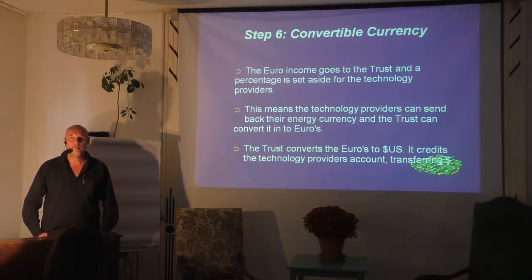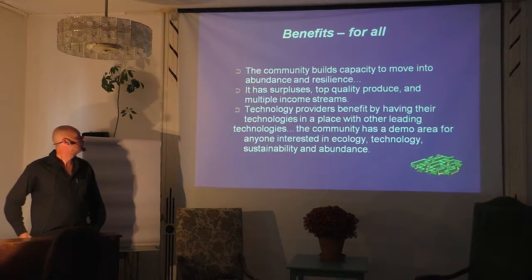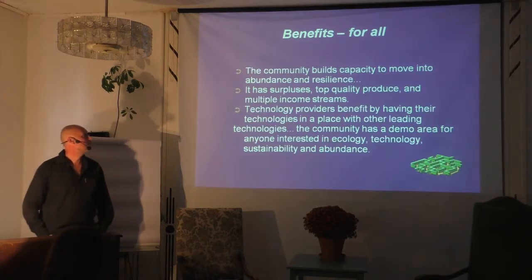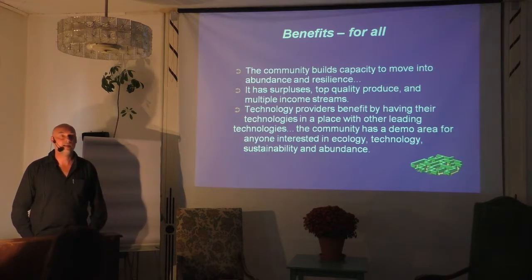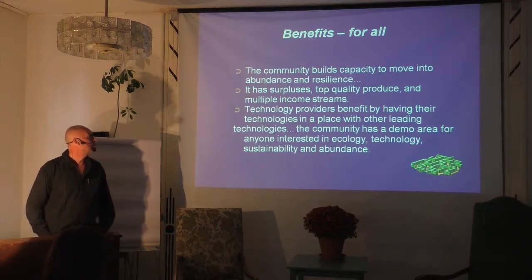So that's how we do our mechanism of exchange from our complementary currency to cover the position of the technology providers. And in the meantime, we and they are sitting on an inflation-proof currency. So the community has benefits, and there are benefits for everybody. The community builds its capacity to move into abundance and resilience off the back of this integrated holistic plan. It has surpluses, top quality produce, and that creates the multiple income streams. And the technology providers benefit by having their technologies in a place with other leading technologies.